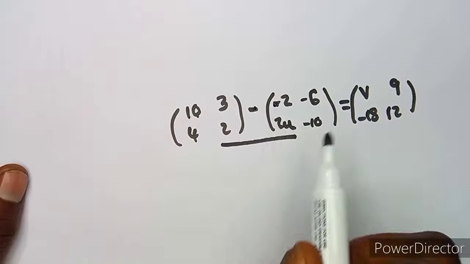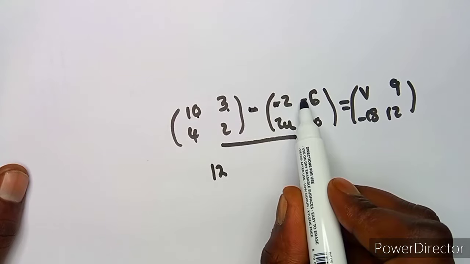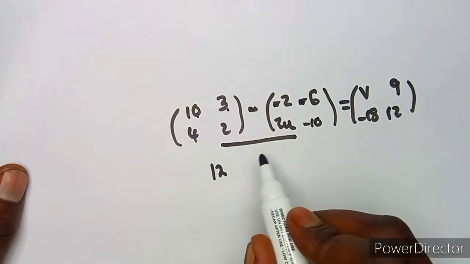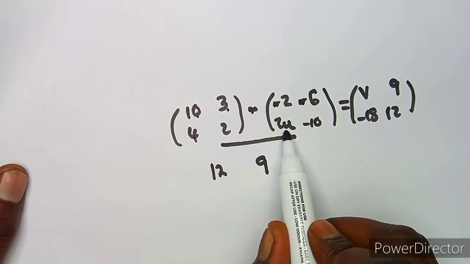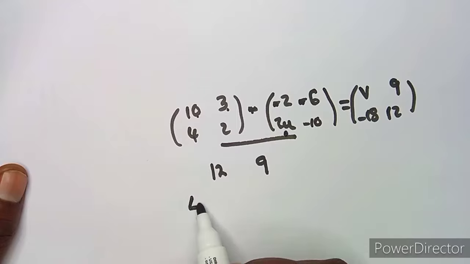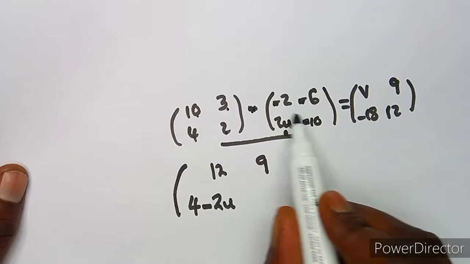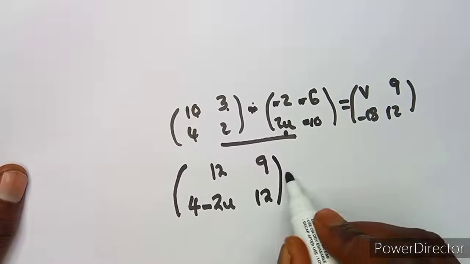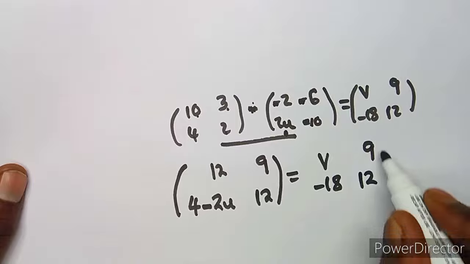That's a minus and minus, which is a plus, so it's going to give us 12. 3 minus, take note, guys, this is minus, which is a plus, so 3 plus 6, which is 9. 4 minus 2u, this can't be simplified, so it's just going to be 4 minus 2u in this case. All right, we move on to 2 minus 10 is going to be a plus, so 2 plus 10, which is 12 in this case, is going to be equivalent to v, 9, minus 18 and 12, like that.